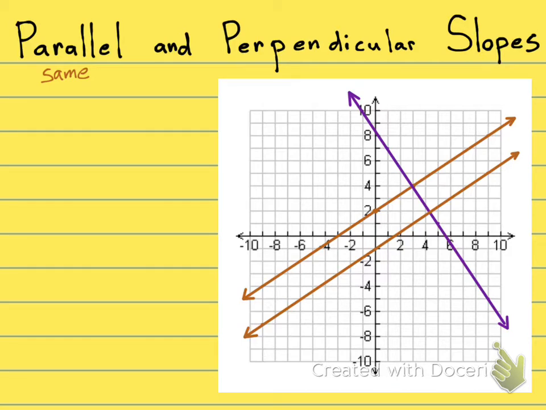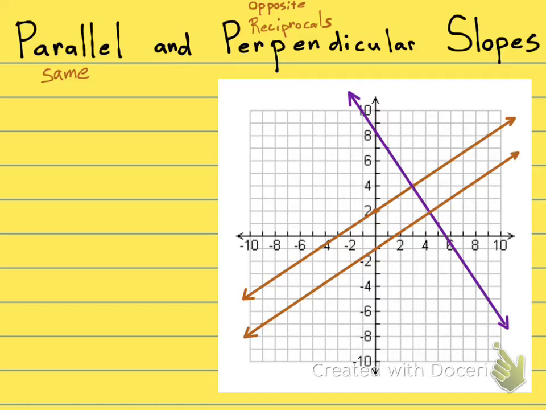So this purple line right here is perpendicular to the brown lines. And that means that they cross at a 90-degree angle, exactly 90 degrees. Those are called perpendicular. Now, the slopes of perpendicular lines, if you look at the 2 slopes, they will be opposite reciprocals. Okay, so if one's positive, the perpendicular is going to be negative, and then you take the fraction and you would flip it over to get the reciprocal.